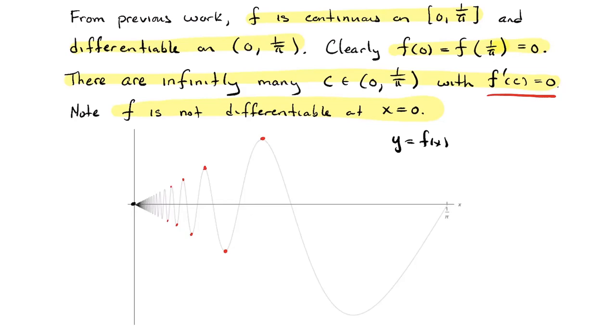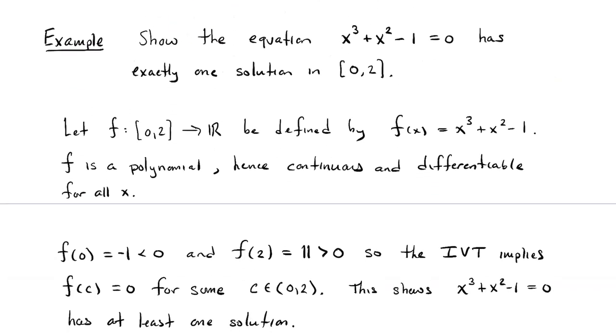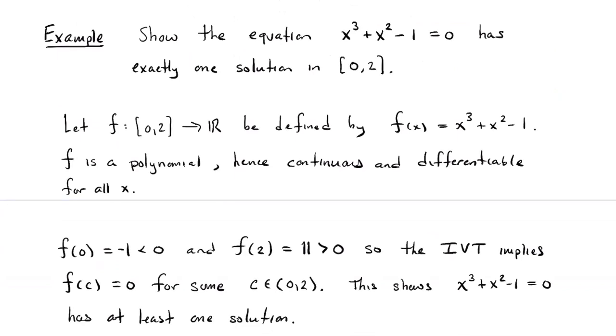Okay, so let's look at one more example before my voice goes out completely here. This seems a little bit out of a hat, but I wanted to do something that illustrates what somebody could do with some result like Rolle's theorem. So suppose I write down some cubic equation, x cubed plus x squared minus 1, and I want to try to convince you that that equation has exactly one solution in the closed interval from 0 to 2. Okay, so that's the statement of the example.